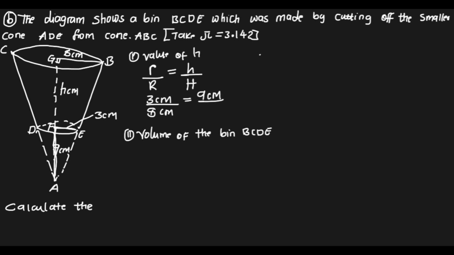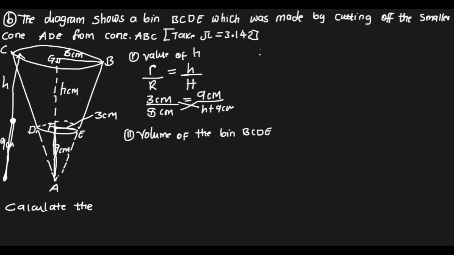Now the height of the larger cone is the height from point A up to this point here. So from point A up to here it's 9 centimeters. Then from this point up to here is h. So the height of the larger cone is h plus 9 centimeters. Then we are going to cross multiply.